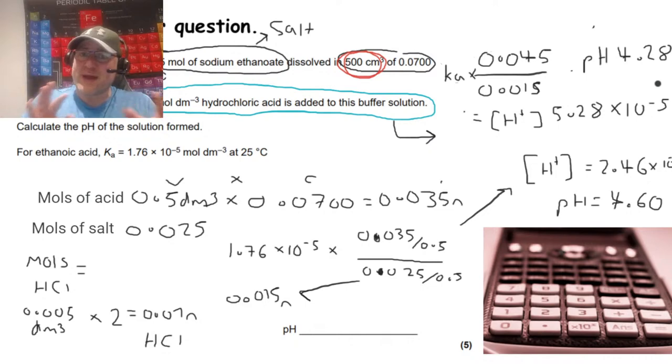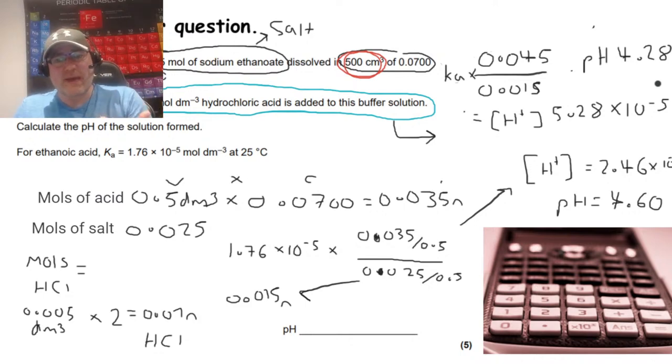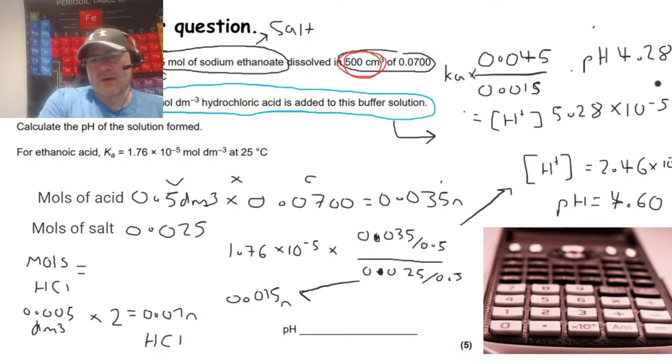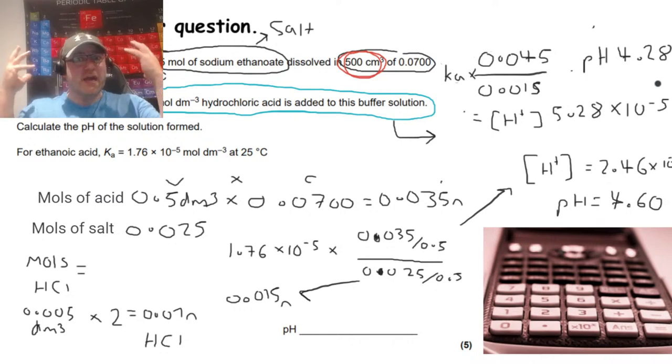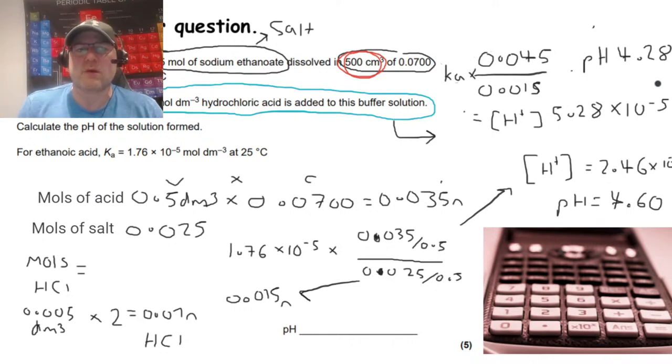If I wanted to find delta pH, or the change in the pH, take the original pH, subtract this one, and the change in the pH would have been 0.32. That was an actual 5-mark question. If they'd ask you to calculate the change in pH, that'd be like a 6 or 7-mark question.